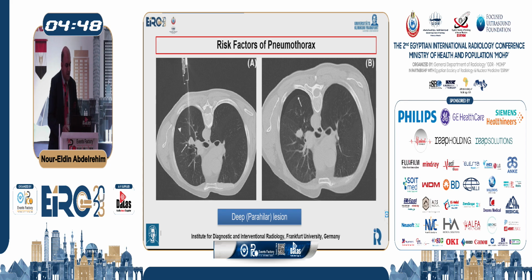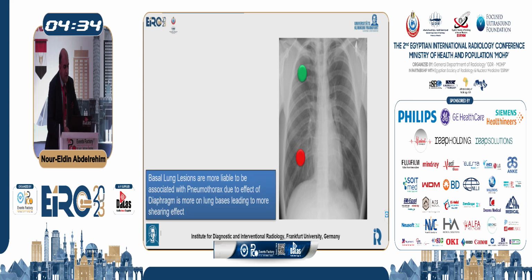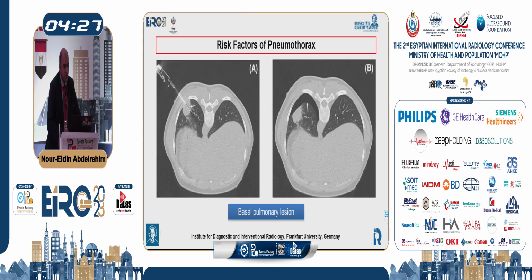Another risk factor is a deep or parahilar lesion. Actually, this patient has two risk factors. It's a deep lesion, and there is also a pulmonary fissure, and this also increases the risk of the development of pneumothorax. Basal lesions are associated with a higher incidence of pneumothorax due to the respiratory movement, and this will lead to increased injury of the lung parenchyma.